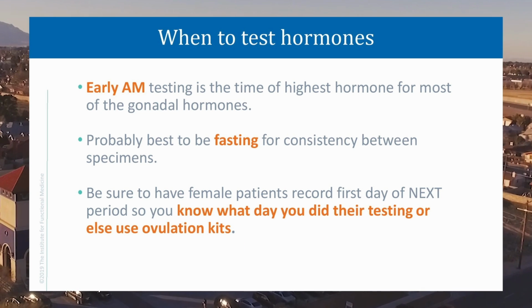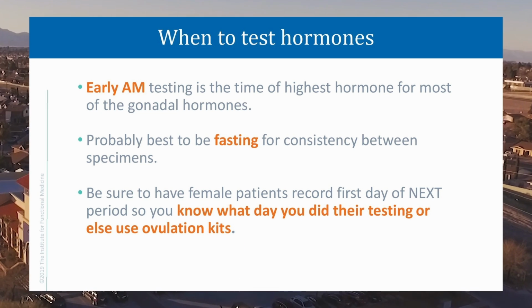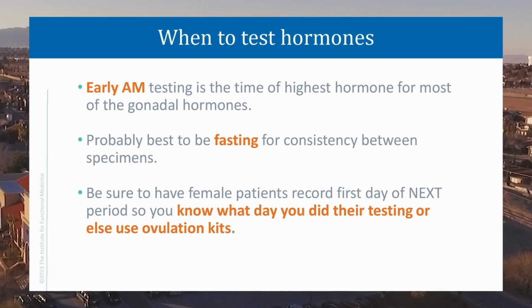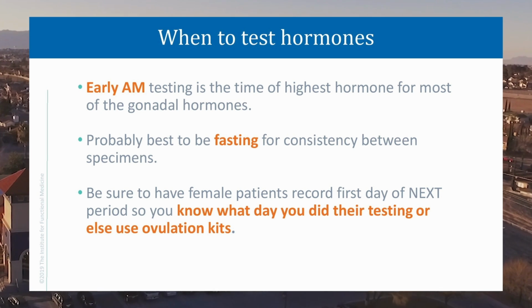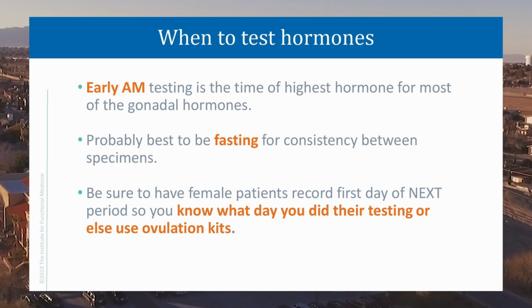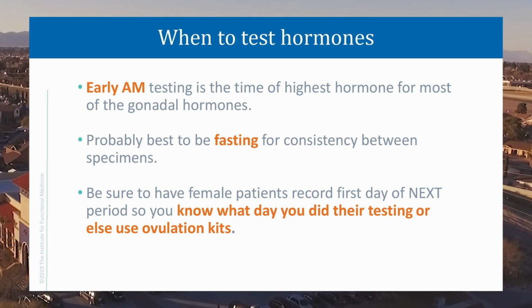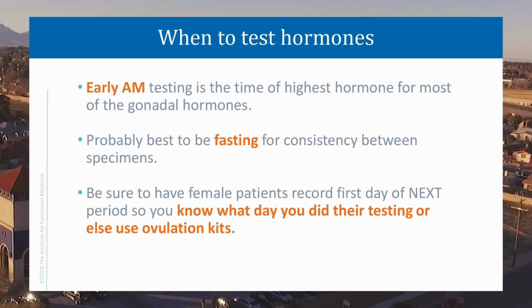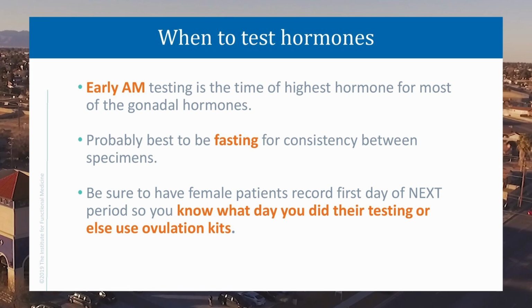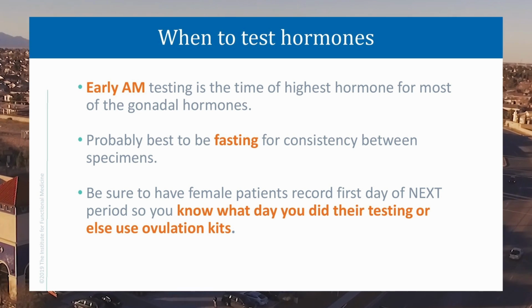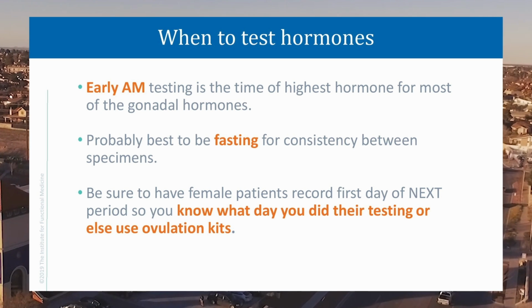And you need to know where they were in their cycle for certain of these tests. So for your women patients who are still cycling, they need to record the first day of their next period so that you know what day you actually did their testing. Otherwise, they're going to have to use ovulation kits to know exactly where they were.